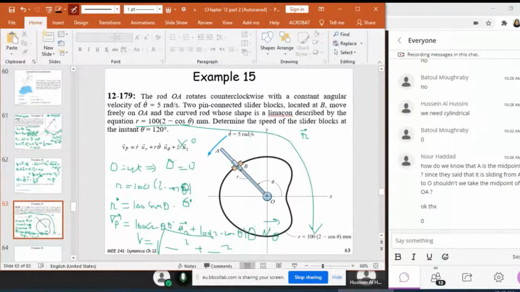So you can say that the r vector is equal to r u_r, since I don't have any z here, right? And then you replace this r by 100(2 minus cosine theta). And then you do the derivation. And don't forget that if you want to do the derivation, you have d u_r over dt. You're going to have the same answer, because, in fact, this derivation is coming from the derivation of this equation.